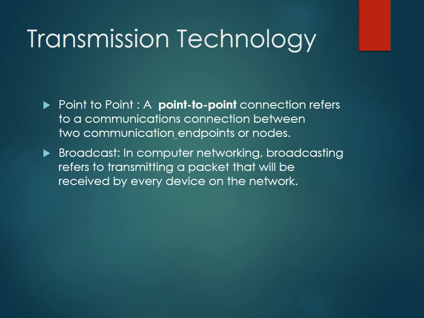Then we go further to transmission technology. Transmission technology refers to a way in which the devices can be connected. There are basically two types of transmission technologies: point to point and broadcast. A point to point connection refers to a connection between two communication endpoints or nodes. In broadcast, in computer networking, broadcasting refers to transmitting a packet, which is data, that will be received by every device on the network. So a point to point connection provides a dedicated line to devices, and broadcast has a single communication channel.